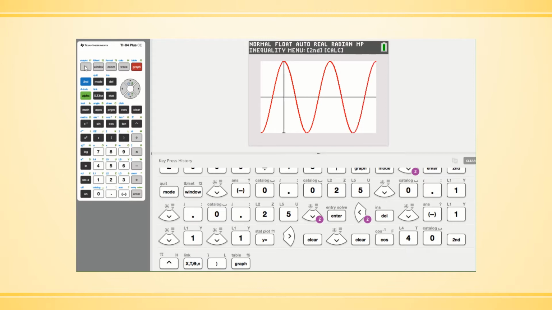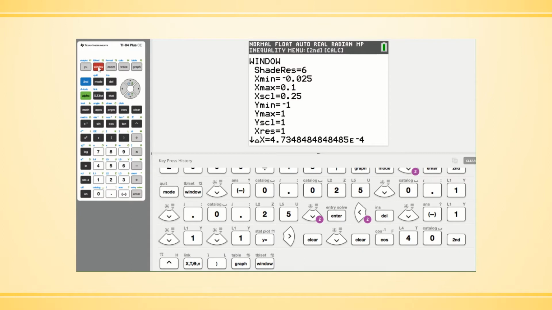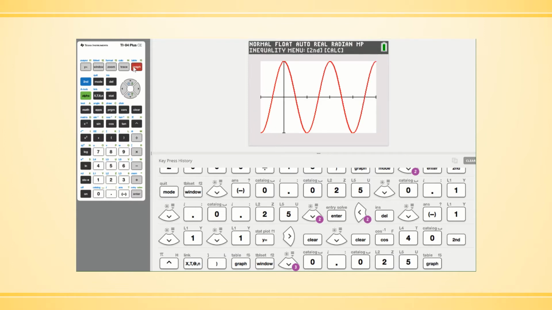Okay, which one did I graph that in? All right, so I got a full period. I don't know why we're not seeing more. Let me go back in here to my window settings and change that X scale to 0.025. See what that looks like. All right, there we go.